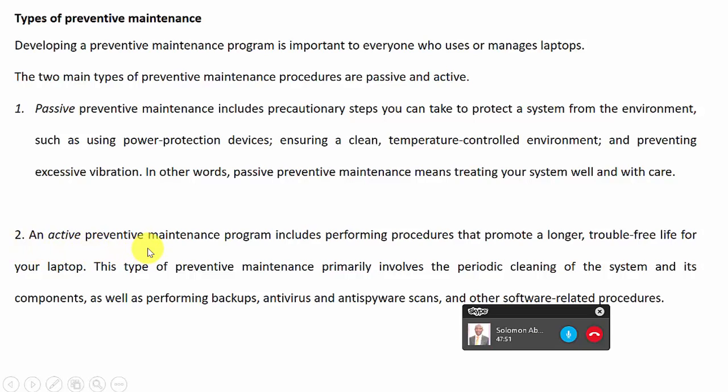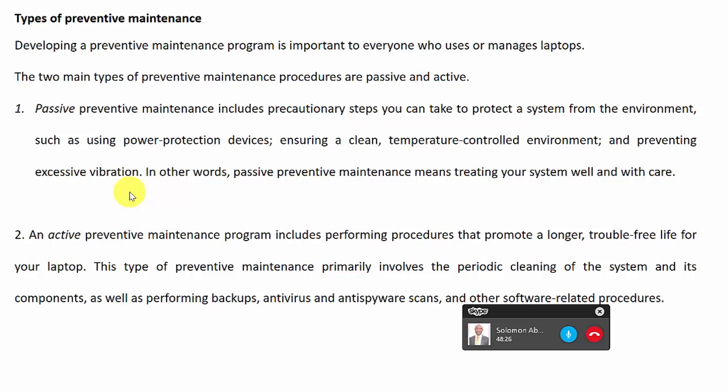When we say passive preventive maintenance, we include precautionary steps that we take in order to protect our system from the environment. And when we say environment, we are referring to things like power protection devices, ensuring a clean, temperature-controlled environment, preventing excessive vibration from the environment where we are working in.